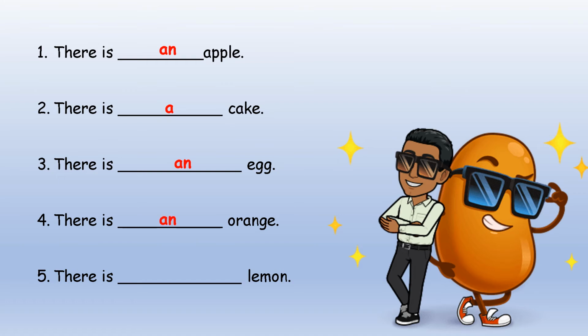Let's look at the final sentence. Number 5. There is a blank lemon. Remember the 2 rules. Number 1, it must be singular. The lemon here is a singular noun, only one lemon. Rule number 2 is look at the first letter in the word. Is it a consonant or a vowel? L is a consonant, so the answer is a. We have completed all the 5 sentences. Bravo.